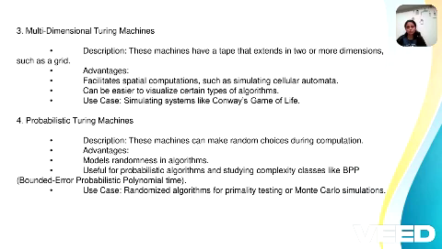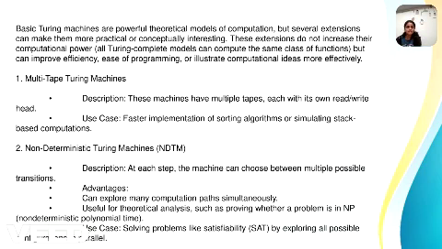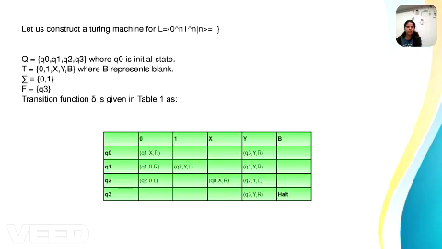When it comes to probabilistic Turing machines, these machines can make random choices during computation. They model randomness in algorithms, useful for probabilistic algorithms and studying complexity classes like bounded-error probabilistic polynomial time. Randomized algorithms for primality testing or Monte Carlo simulations.